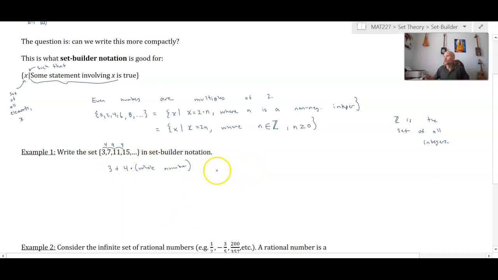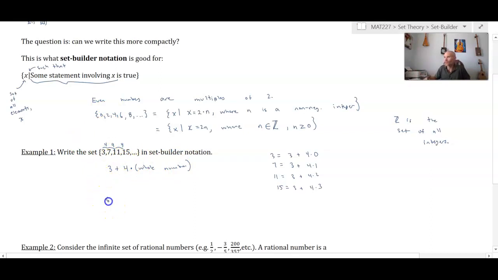And for example, 3 is 3 plus 4 times 0. 7 is 3 plus 4 times 1. 11 is 3 plus 4 times 2, and 15 is 3 plus 4 times 3. So that gives me a way of writing this infinite set. The next element would be 19, 23, 27, and so on.